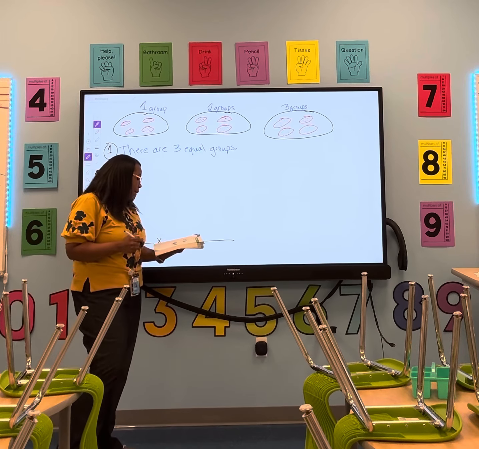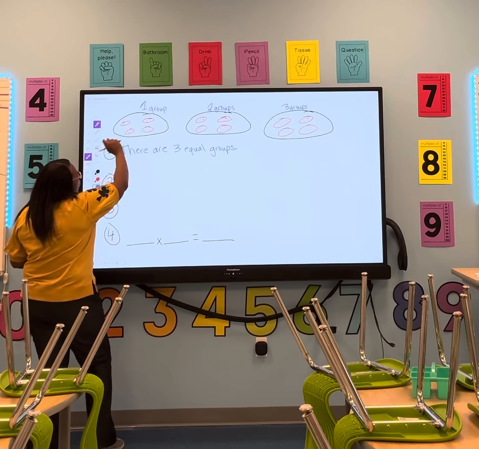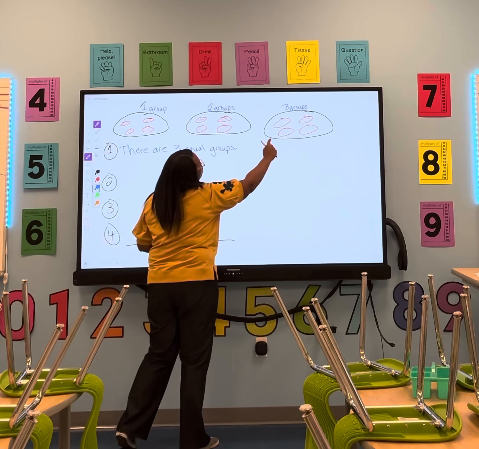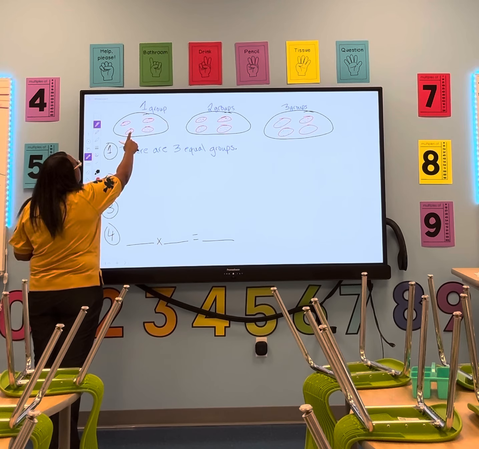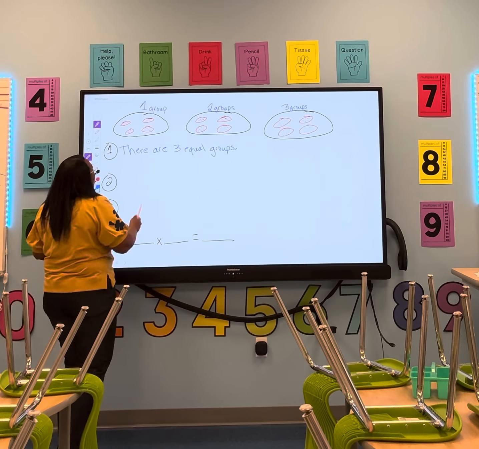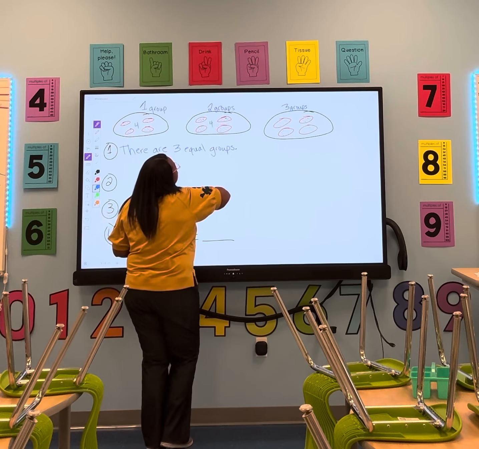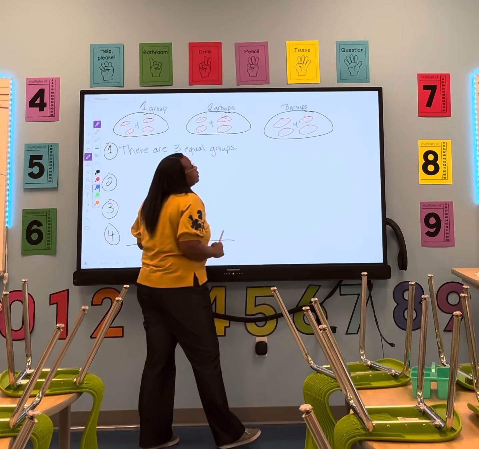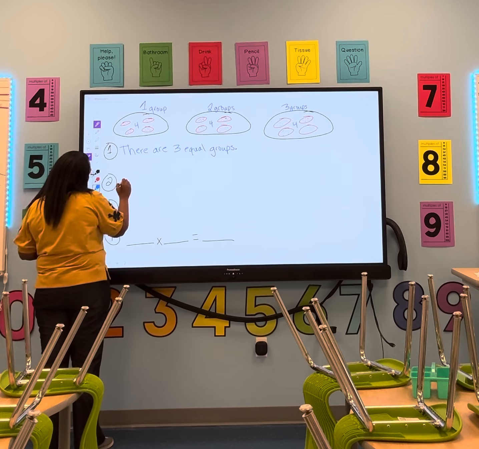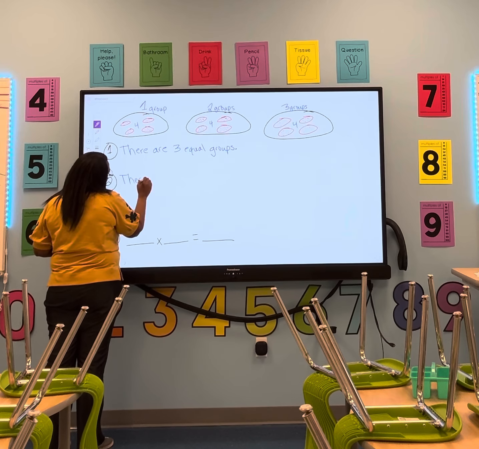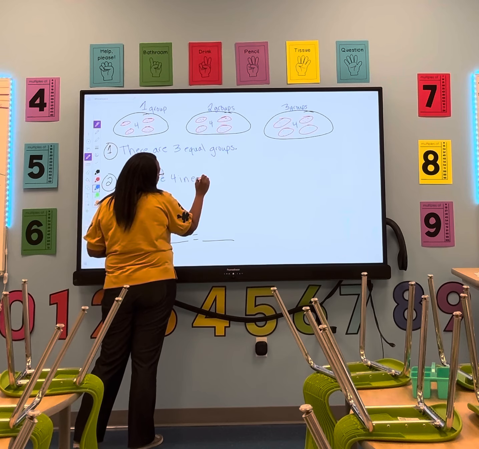Number 2 says, how many ladybugs are in each group? They want to know inside of each group, how many ladybugs there are. Inside of this group right here, I have 4, so I'll put the number 4. Inside of this one, I have 4. Inside of this one, I have 4. So inside of each group, there are 4 ladybugs. I'm going to put, there are 4 in each group.